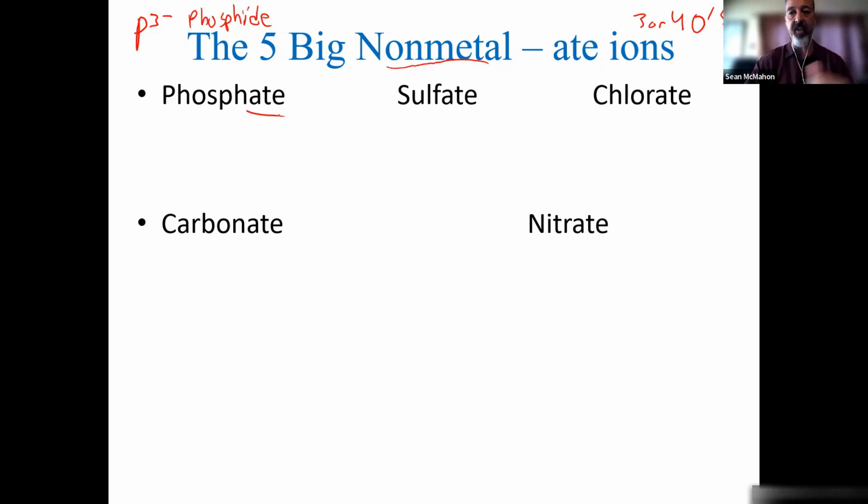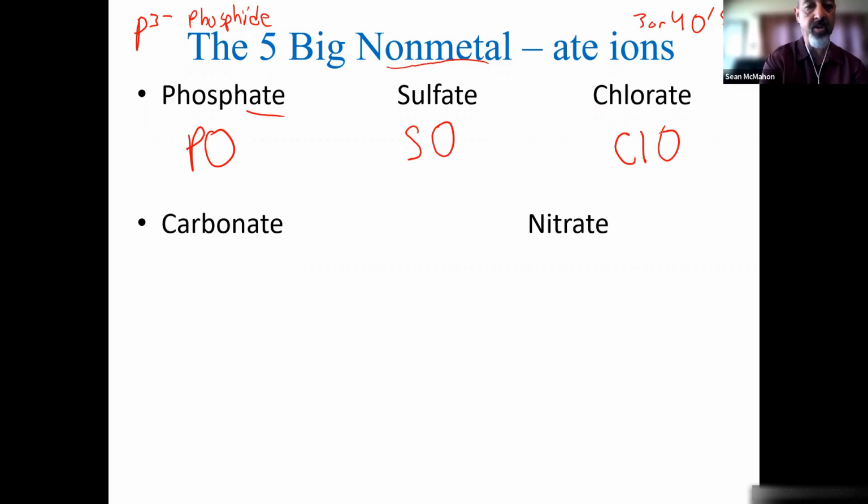So phosphate, it has phosphorus and oxygen. 3 or 4, because it ends in -ate. I'm going to get there. Just give me a chance. Sulfate, sulfur and oxygen. Chlorate, chlorine and oxygen. Carbonate, carbon and oxygen. Nitrate, nitrogen and oxygen.